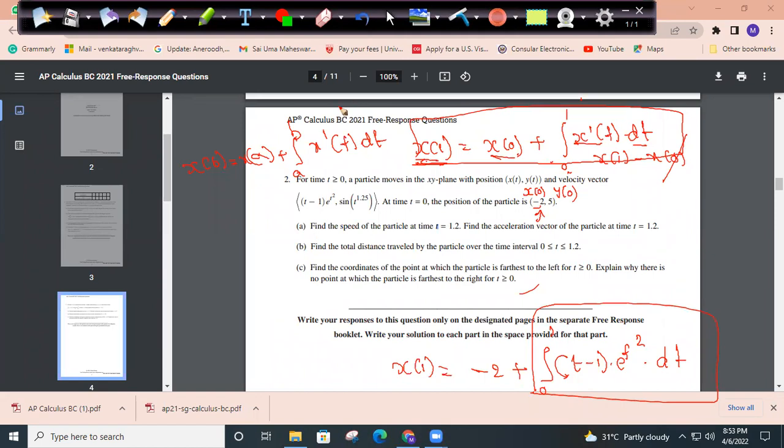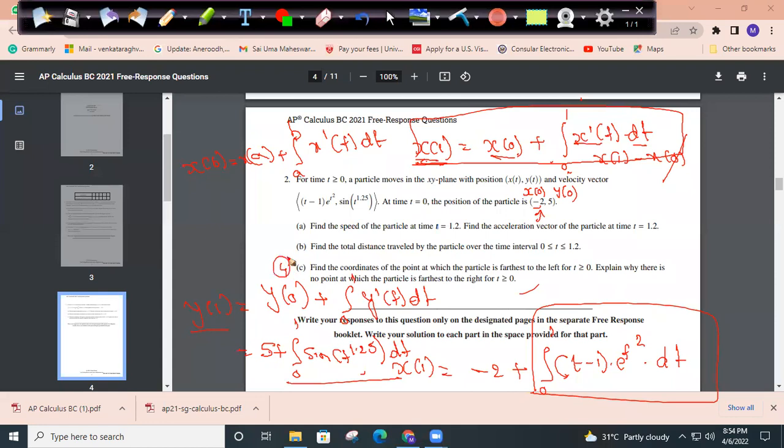Now y of 1 is also very simple. How do you find y of 1? Y of 1 is y of 0 plus integral of 0 to 1 y dash of t dt. Y of 0 is 5 plus integral of 0 to 1. What is y dash of t dt? Sine of t power 1.25 dt. You just simplify this in the calculator, add 5, and you get y of 1.